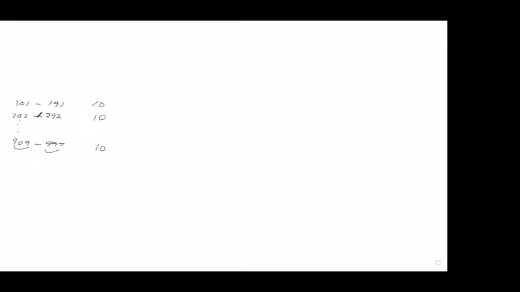Now, how many have you got altogether? Well, you got 10 in the first lot, 10 in the second lot, and you got 9 lots altogether, counting from 1, 2 up to 9. So you got 9 tens, which is 90. You got 90 altogether. Right, now you go on to the 4-digit numbers.